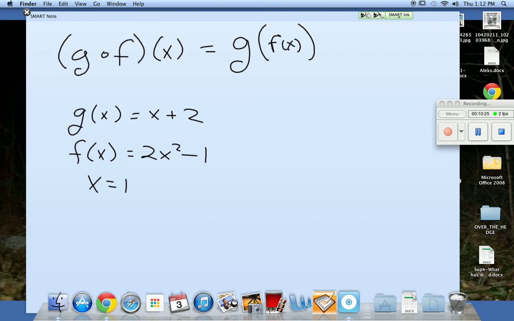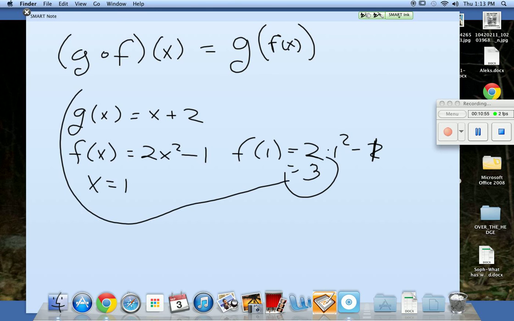into the f of x first because we have to find that first. All right, that's what it tells us. We have to find the f of x first. So we plop that in. f of 1 equals 2 times 1 squared minus 1, which equals 2 minus 1. So we'd have 3. All right, I got 3 now, and I'd plop that back into my g of x.